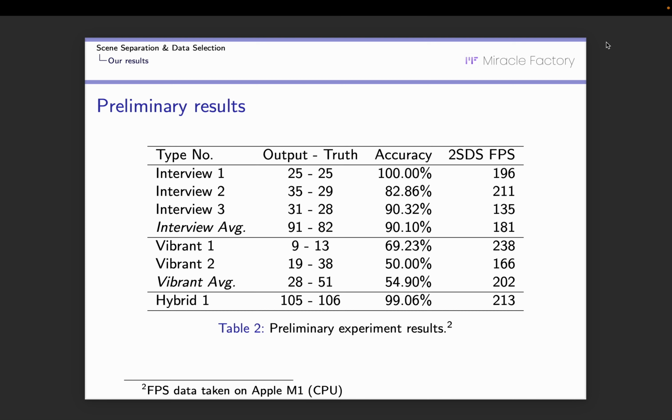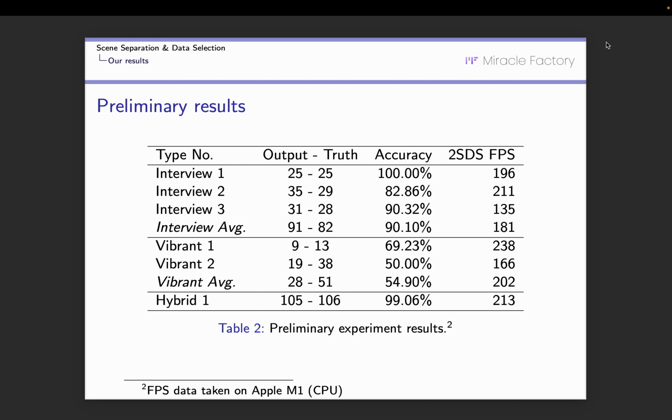So these are the preliminary results that we get from our experiment. As you can see in the table here, the interview videos have a very high accuracy. It has an average accuracy of 90.1%, and it has 181 FPS. And the vibrant videos, it is where it hurts a little bit because the accuracy is only 54.9%, and we have an FPS count of 202.